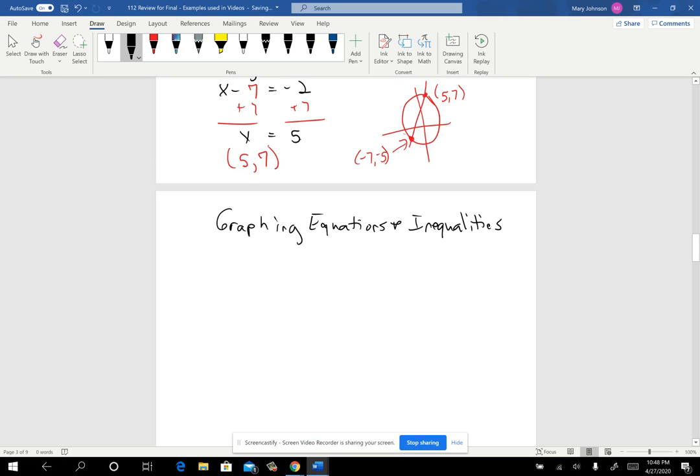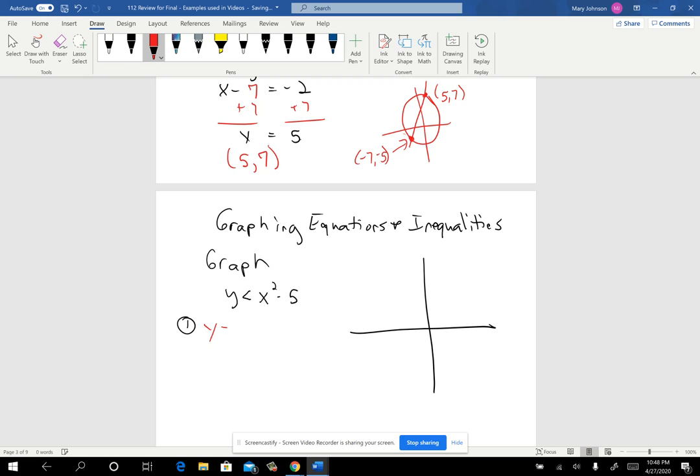All right, now let's continue with the test one material and let's look at trying to graph an inequality like y less than x squared minus 5 is my example. Okay, so what you do on these is a two-part process. First, you graph the boundary. So first you're going to graph the line y equals x squared minus 5.